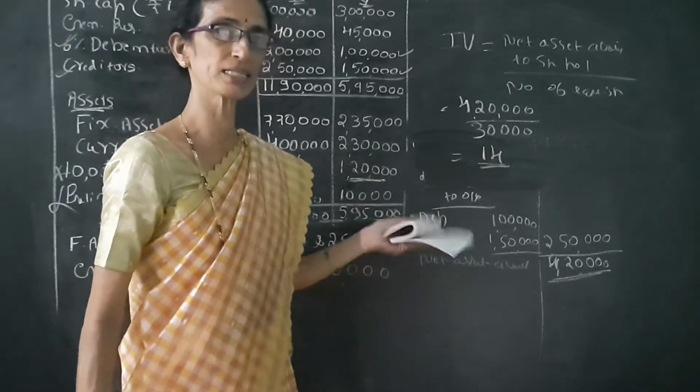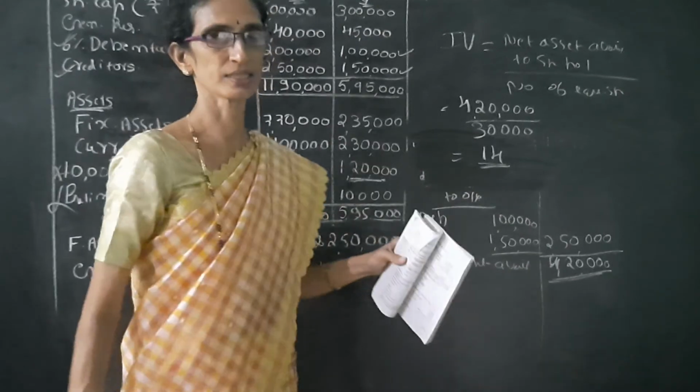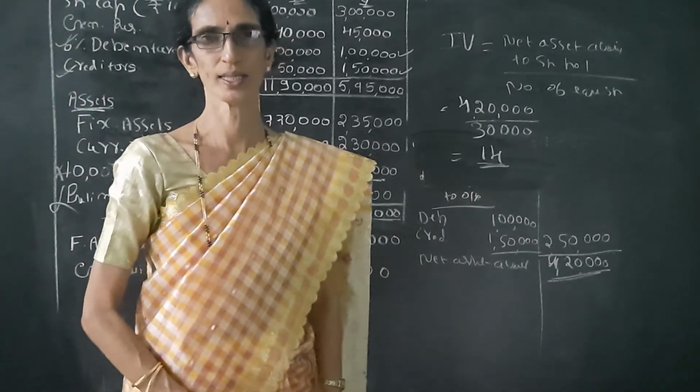Then X Limited we already calculated. It is 15. So this is the solution over. Thank you.